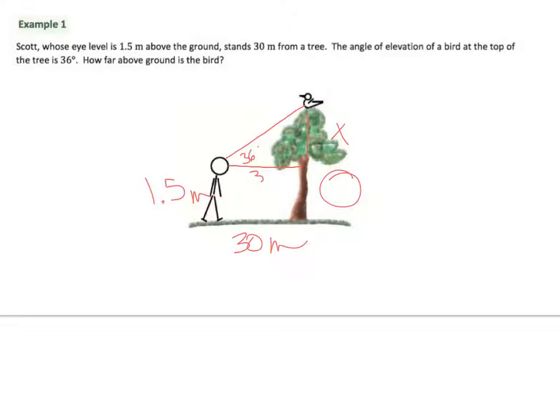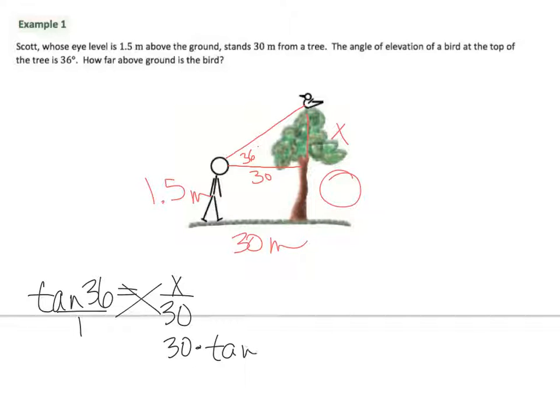So we know this is 30. So we're going to do what we see is opposite over adjacent. That's tangent. So tangent of 36 equals opposite over adjacent. Remember, we can go back to a table and try to look at numbers and use ratios, or we can use our calculator. Cross multiply, I get 30 times tangent of 36 equals x. Go ahead and type that out. 30 times tangent of 36, 232.5.